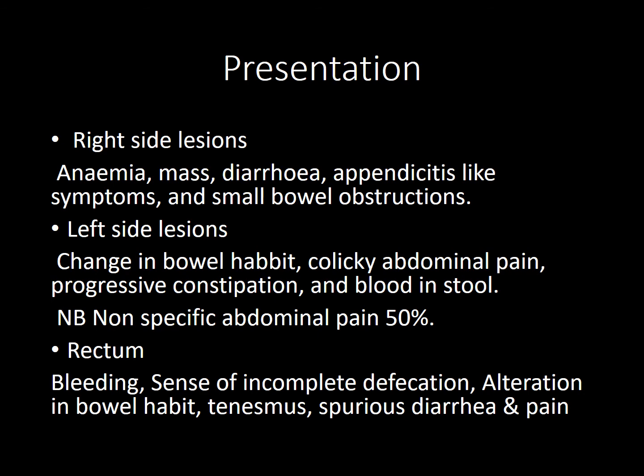So what are the symptoms of the right side? Anemia, asthenia, and anorexia, the 3 A's. On the left side, progressive constipation and change in the bowel habit. And in the rectum, the sense of incomplete evacuation, spurious diarrhea, tenesmus, pain, bleeding, mucus, and alteration in the bowel habit.